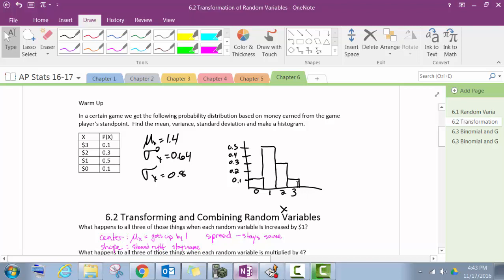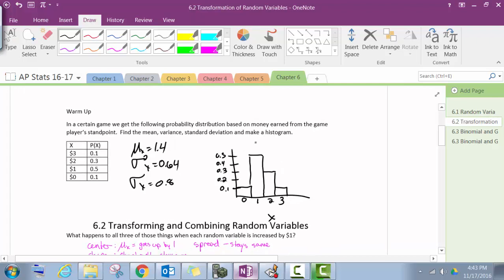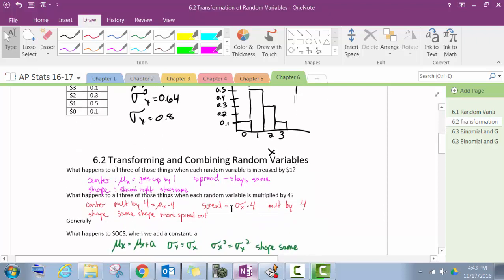I guess we also need a graph title. Game money. I don't know what we're talking about here, but that's what we do. So now, what happens to all three of those things when each random variable is increased by 1?